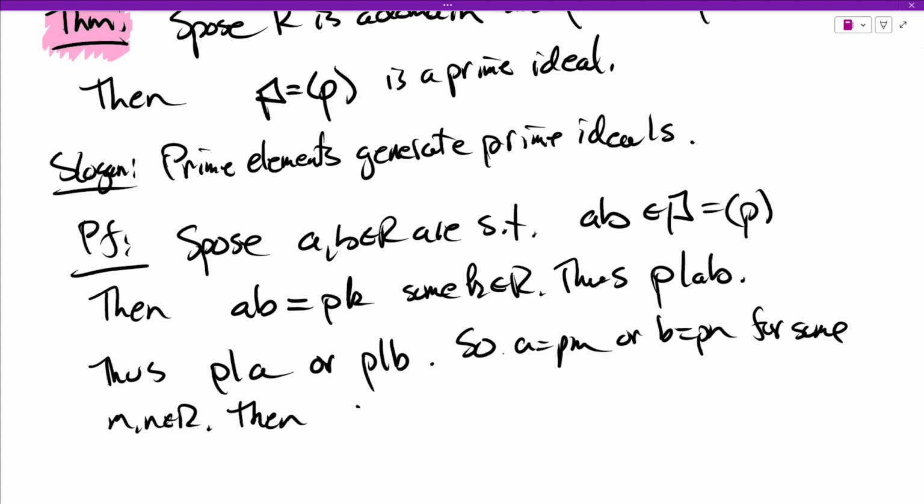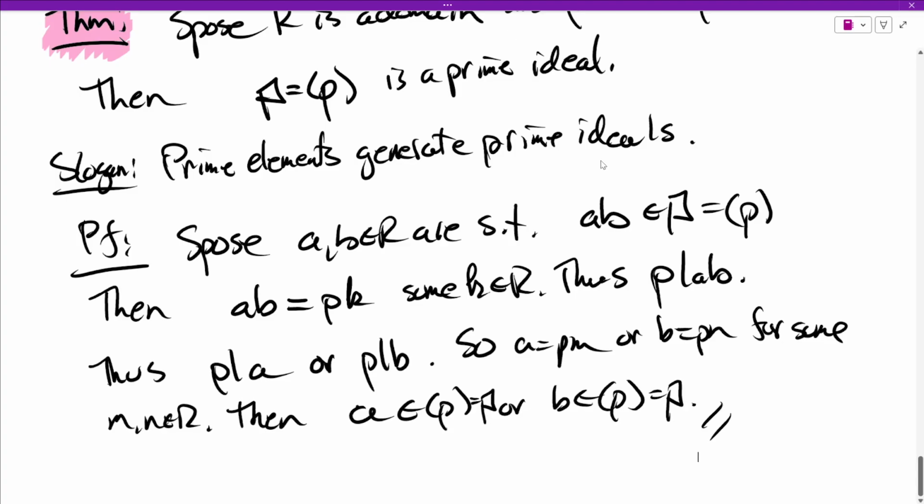Then, what does this say? It says a is a multiple of p or b is a multiple of p. But this is, of course, what we're calling Fraktur p. And that's exactly what it means to be a prime ideal: if you have a product, then you have one of the terms of that product. All right, we'll look at examples of prime ideals and non-prime ideals in the next video.